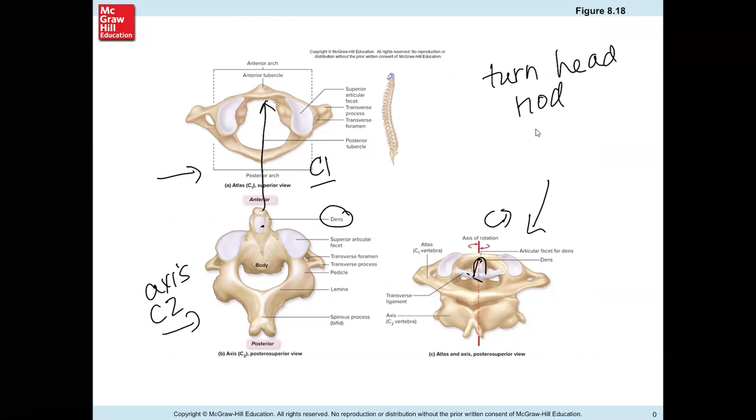All right, so the atlas is the top one. It doesn't have a body. So no body in it. The axis is underneath of it. It has a protuberance and it has a body. And if you look, see the bifurcated spinous process, how it has 2. This one doesn't have any spinous process. Then the skull is sitting right on top of there.